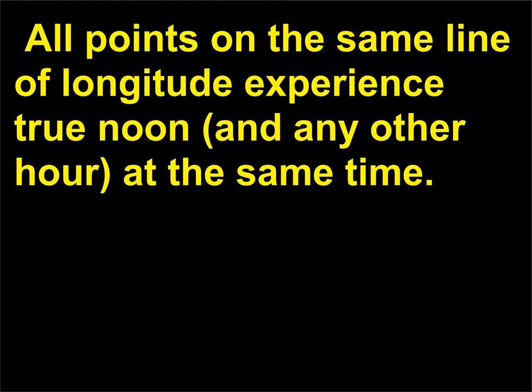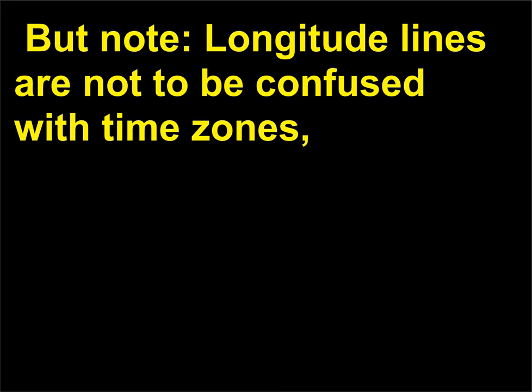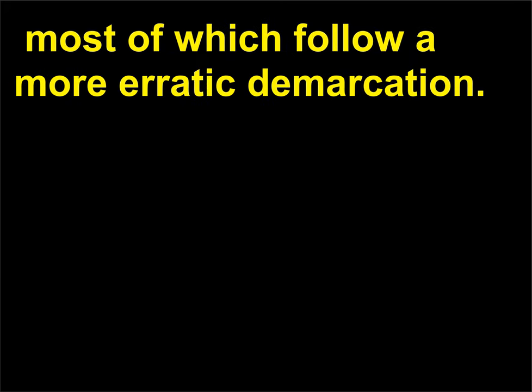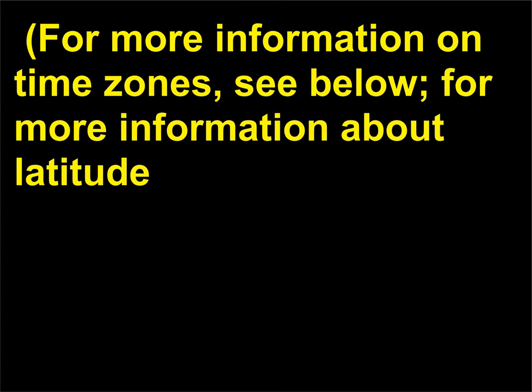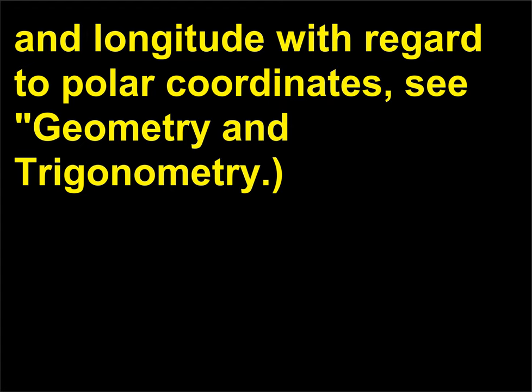All points on the same line of longitude experience true noon, and any other hour, at the same time. But note, longitude lines are not to be confused with time zones, most of which follow a more erratic demarcation. For more information on time zones, see below. For more information about latitude and longitude with regard to polar coordinates, see geometry and trigonometry.